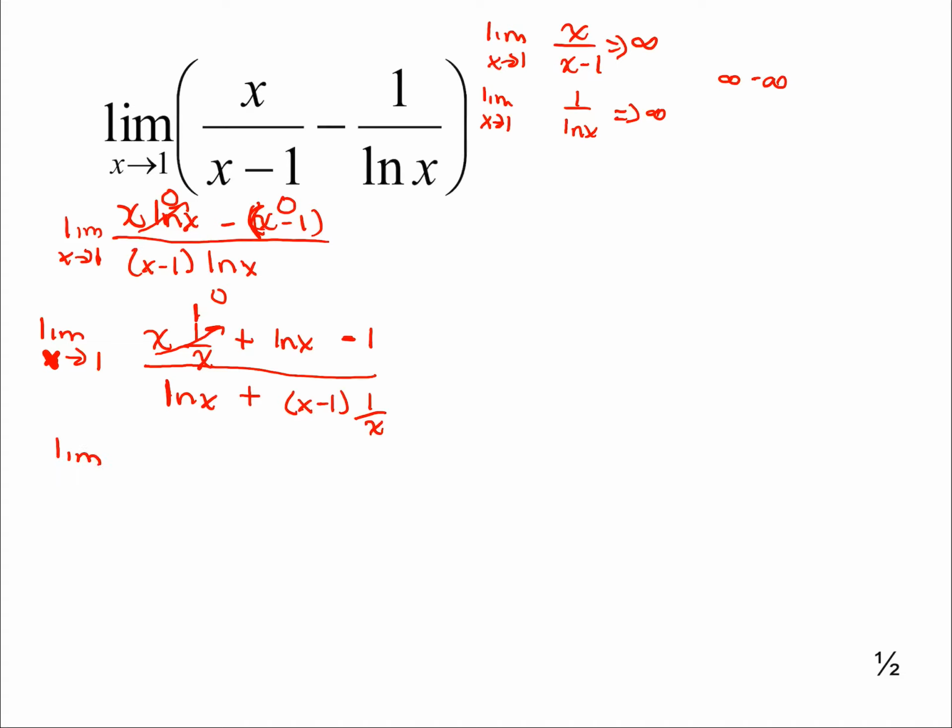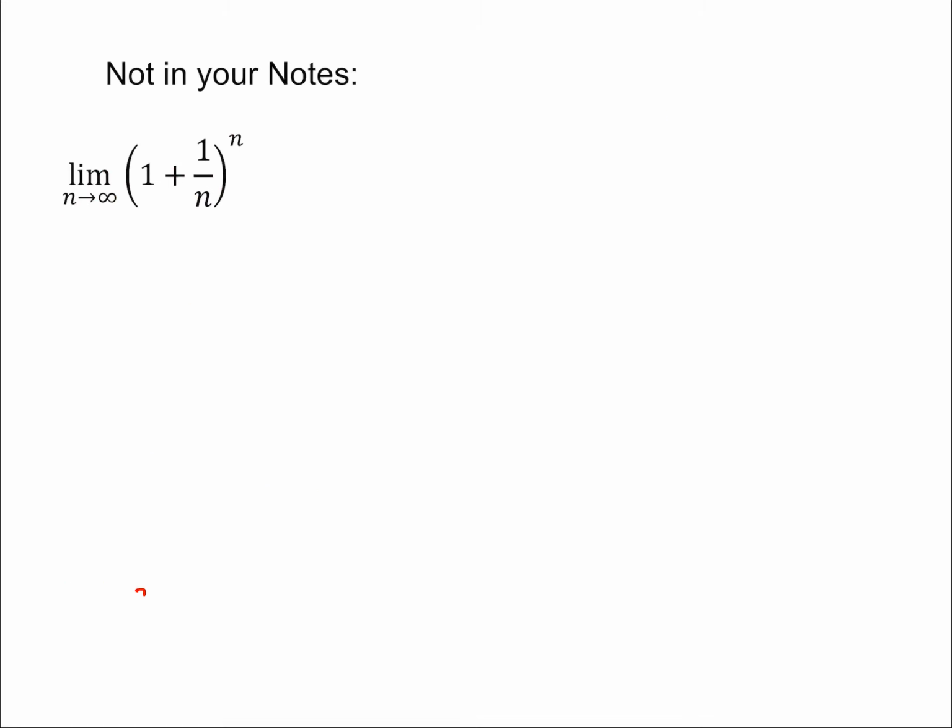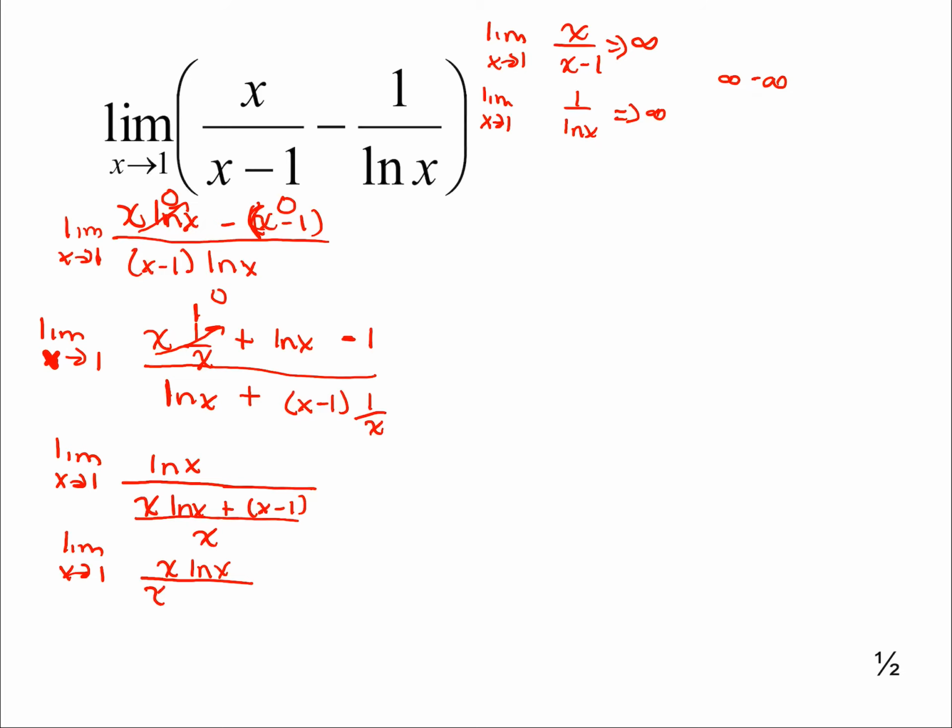So we have the limit as x approaches 1 of natural log of x over, let's get a common denominator there again, we get x natural log of x plus x minus 1, all over x. And if I simplify that, bringing the x to the top, I get the limit as x approaches 1 of x natural log of x over x natural log of x plus x minus 1.